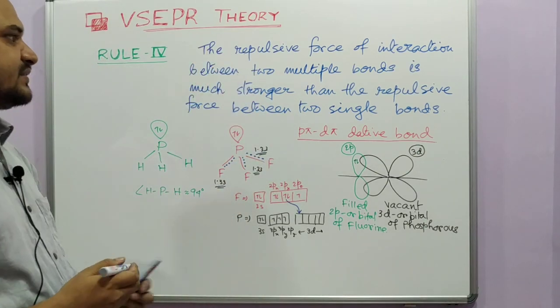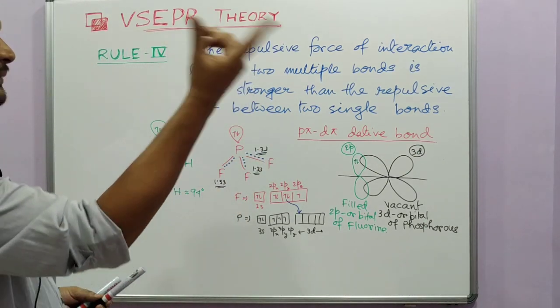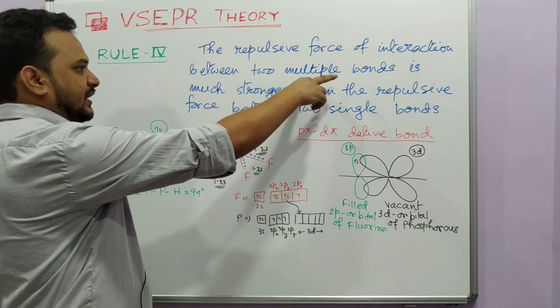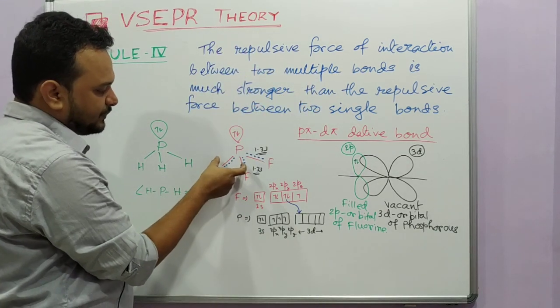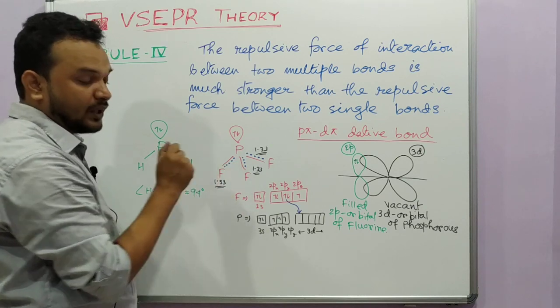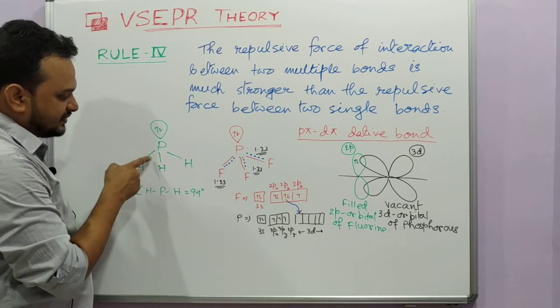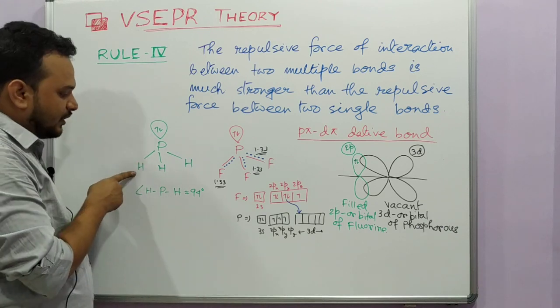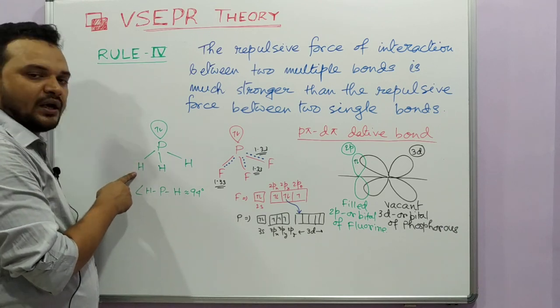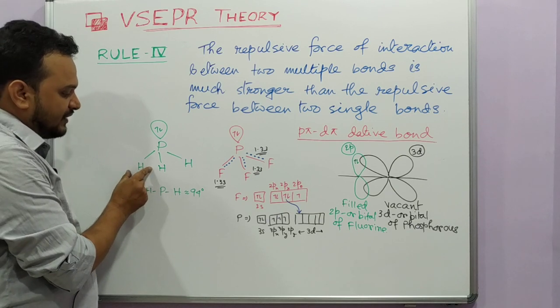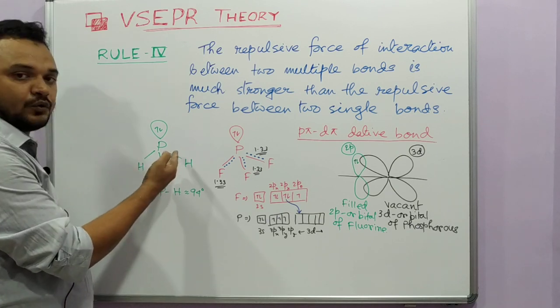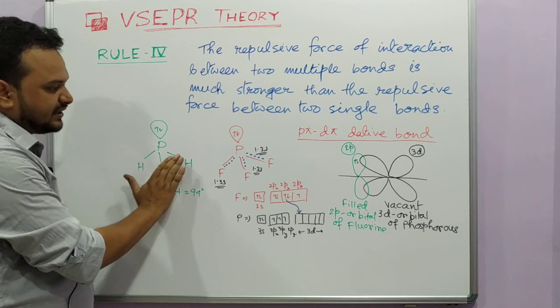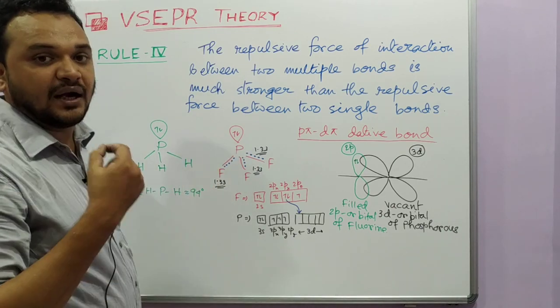And as the rule is saying, if the bond multiplicity increases, the repulsion between two multiple bonds increases. Here the repulsion is between two bonds where the bond order is 1.33, but here this repulsion is between two single bonds. Here p pi d pi bond is not possible because hydrogen has only one s electron, it does not have any pair of electrons so that it can donate. So here they are purely single bonds, but here they are multiple bonds.